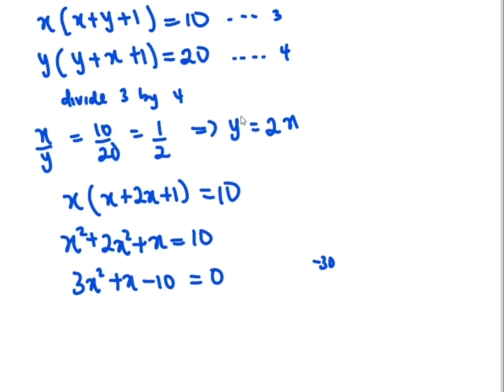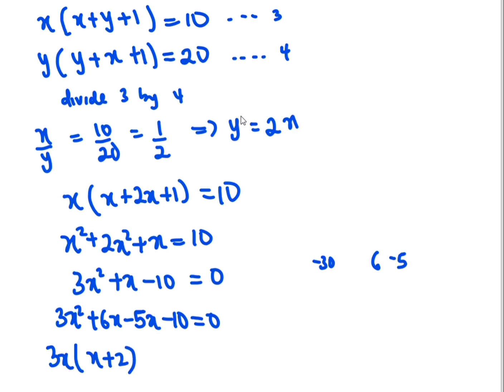So we need the two factors. The two factors here are going to be 6 and 5. And of course, it should be 6 and negative 5. Now we have 3x squared plus 6x minus 5x minus 10 equals 0. Okay, let's factor out. Here we have 3x times x plus 2. Factor out negative 5 here, and you're going to have x plus 2 equals 0.